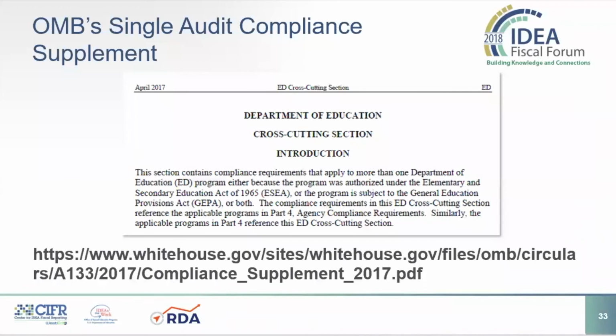And just a note as well that the fiscal monitoring tool is based heavily on the Uniform Grant Guidance as well as EDGAR and GEPA, but also the Single Audit Compliance Supplement that is released annually from the Office of Management and Budget. In particular, many of our cross-cutting questions do come from the supplement. So we're just including this as a good resource to utilize if you aren't already.